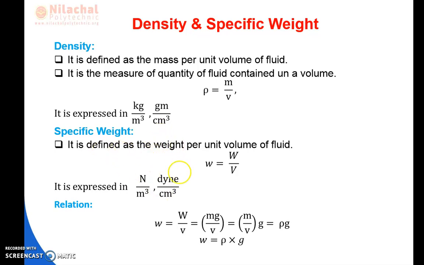Then we have to find out the relation between density and specific weight. Specific weight is W by V. W is equal to mass into acceleration, divided by V. Mass by volume is rho. So rho into g is equal to specific weight. While solving problems related to this, we have to remember the relation between rho and specific weight.